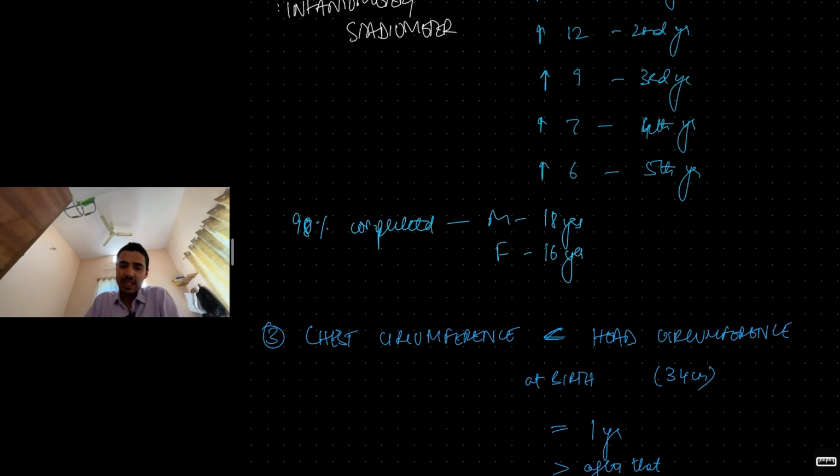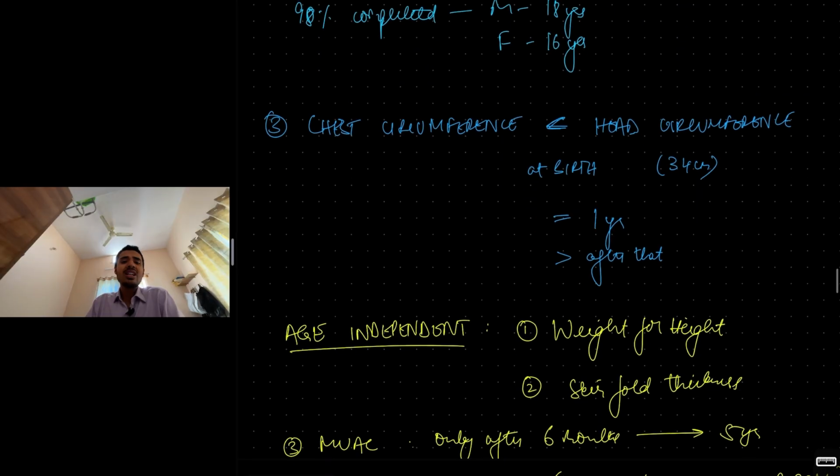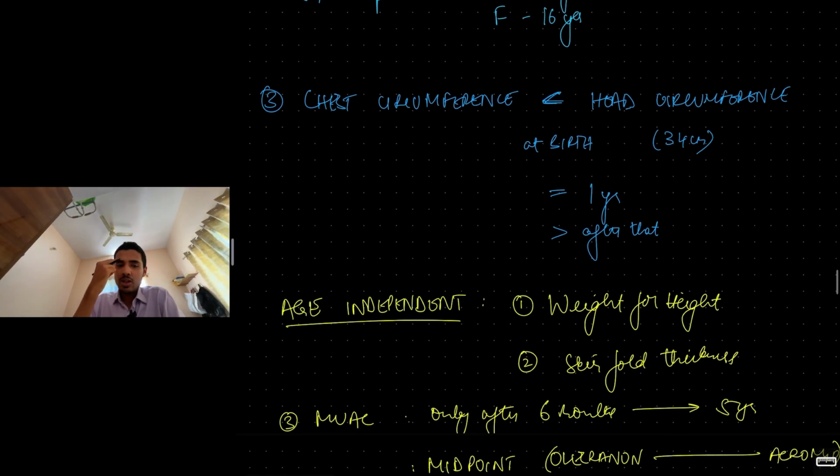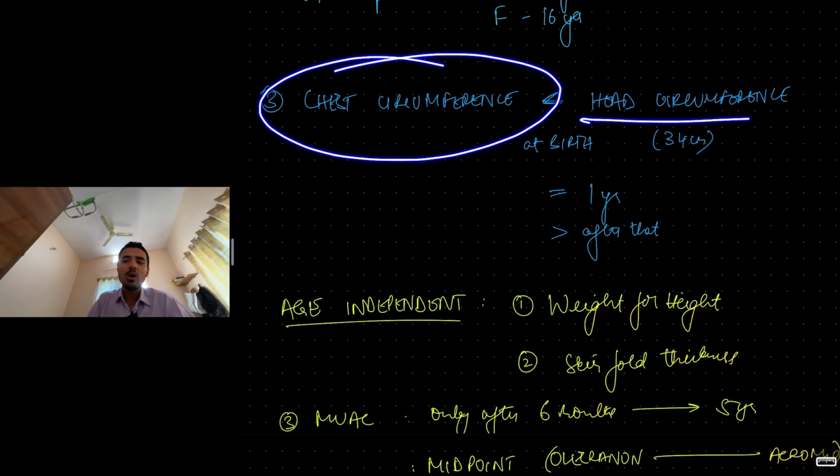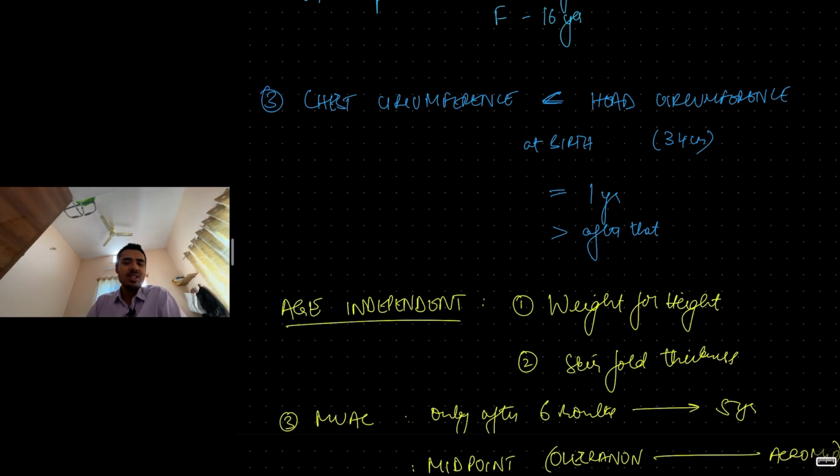This is regarding height. Then you'll also check for head circumference. From the supraorbital margin to the occiput, you'll take a non-stretchable tape. It is about 34 centimeter at birth. Chest circumference you will measure at the level of the fourth intercostal space. At birth, head circumference is more than chest circumference. At 1 year, it becomes approximately equal, and after 1 year, throughout life, chest circumference will always be more than head circumference. This is just an additional point.